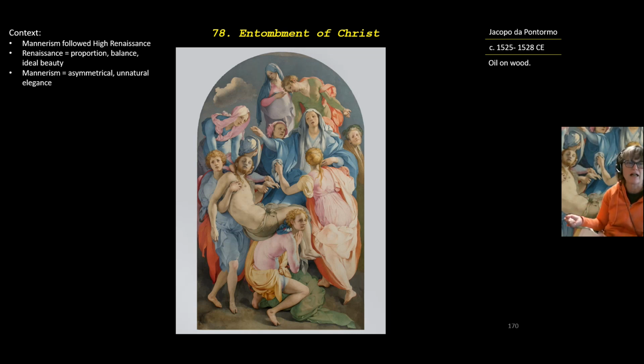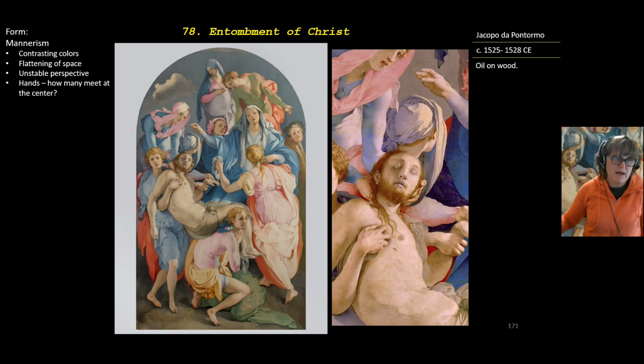It's unnatural elegance. There is no real clear form here. Instead, it is something where we don't rest our eye anywhere in particular, but it's beautiful nonetheless. So the form for Mannerism is we have contrasting, amazing color, like wow. Look at the pinks and the blues, the greens and the oranges. And behind Christ here, it shows up here, purples, pink.